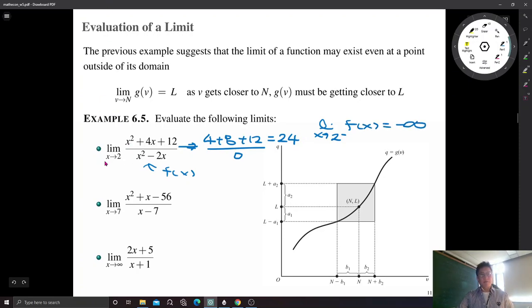But if x approaches number 2 from the right, so x is decreasing to number 2. That means x is approaching number 2, so it remains larger than number 2. So x squared minus 2x will be a very tiny positive number. So now we divide the number 24 by a very tiny positive number. That will be positive infinity. So as x approaches 2 from the right, the limit of this function is going to be positive infinity.